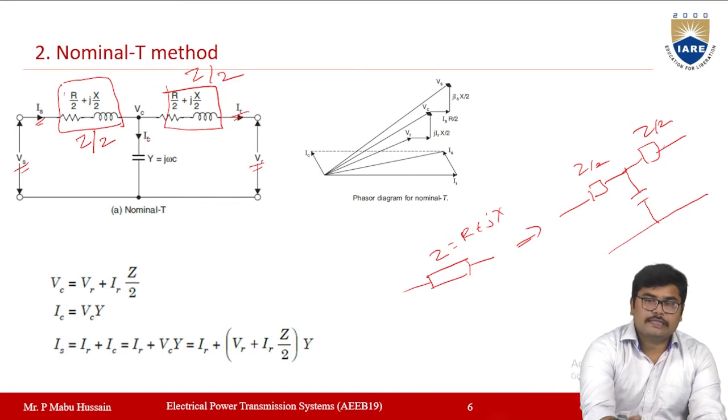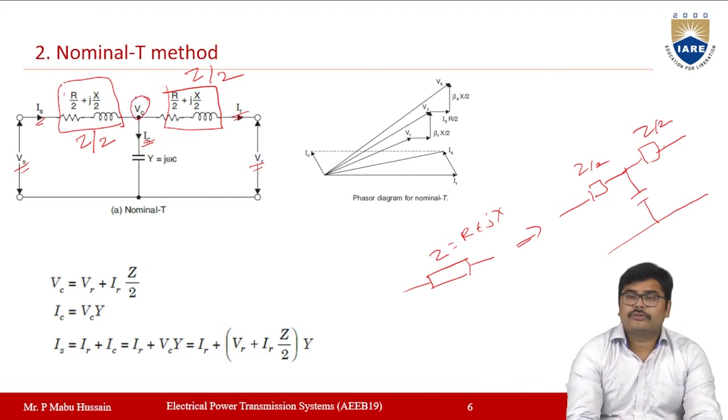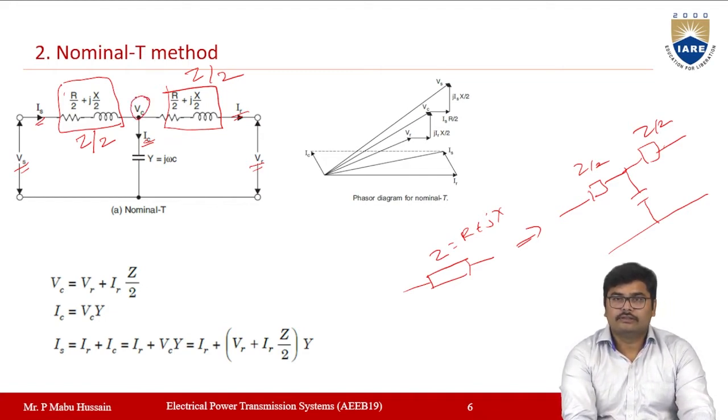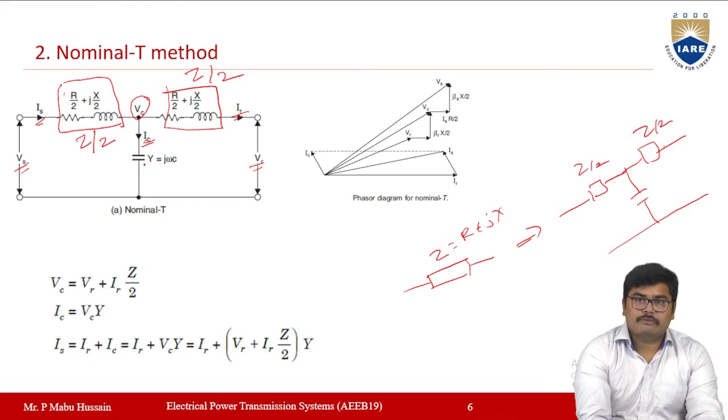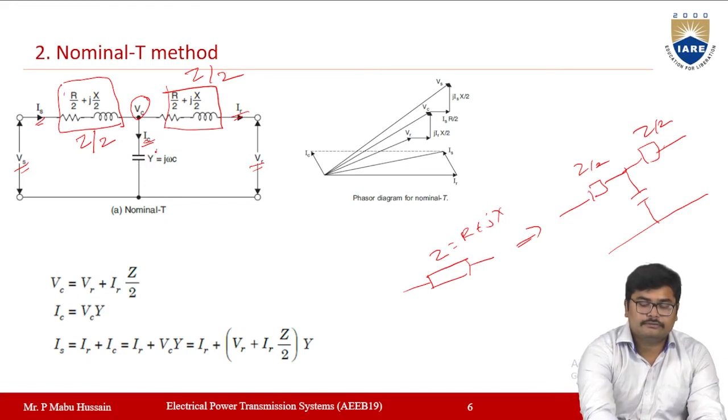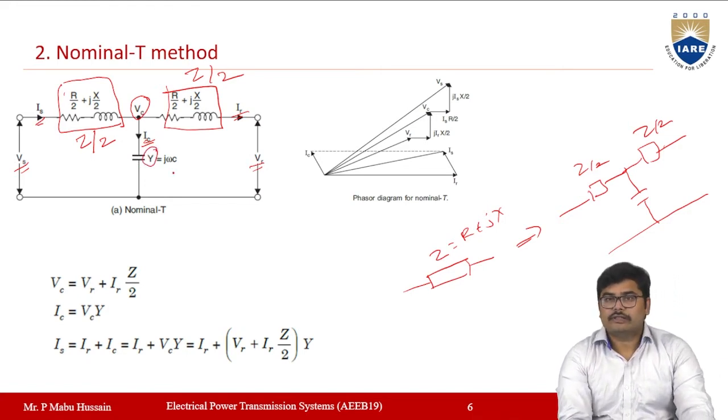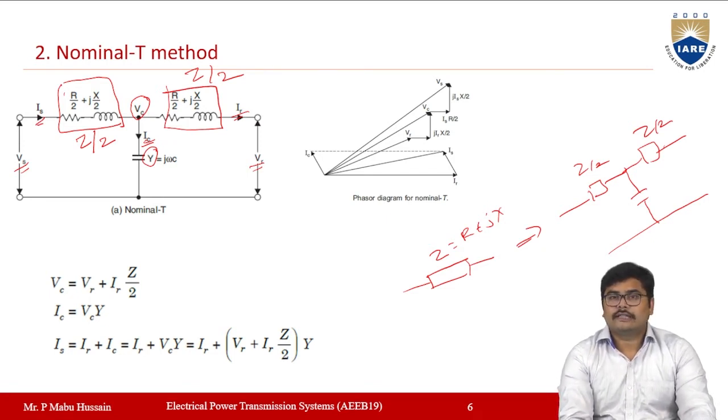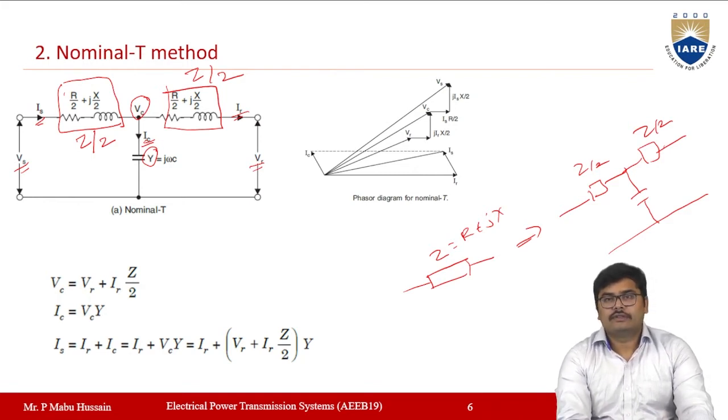The current flowing through this capacitance you can call IC, and the voltage across the capacitance you can call VC. This capacitance will have some admittance Y, which will be equal to j omega C. Now for this network, you have to develop the voltage and current equations, the sending end voltage and current in terms of the receiving end voltage and current.